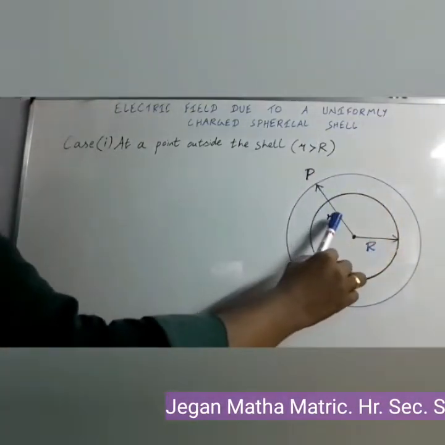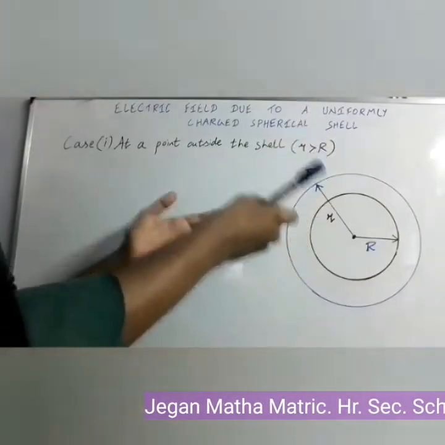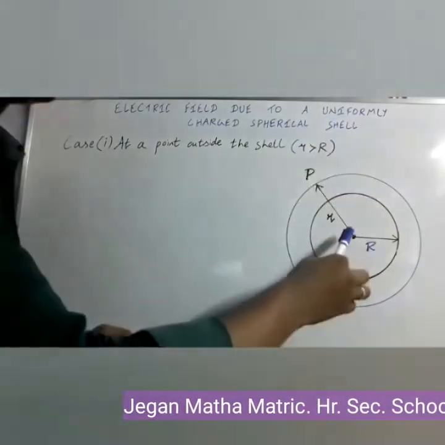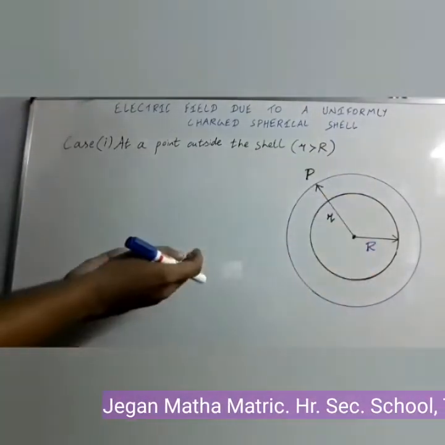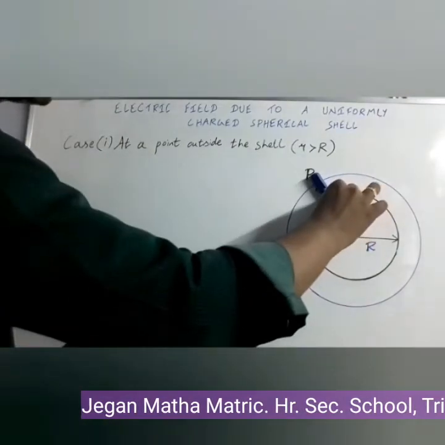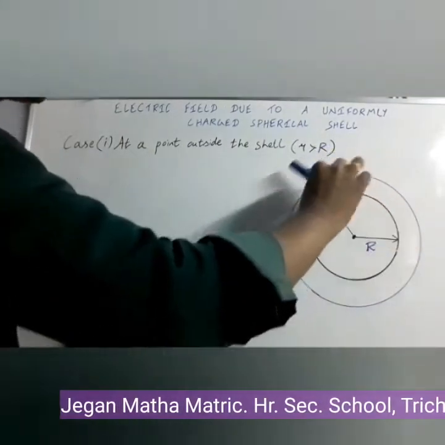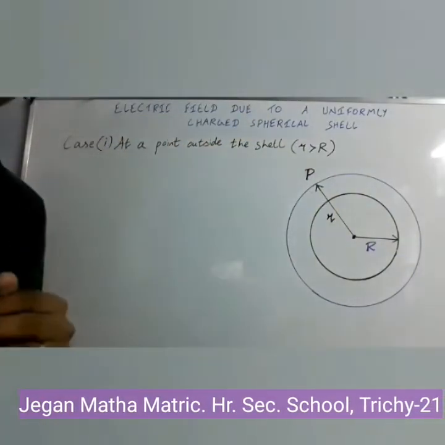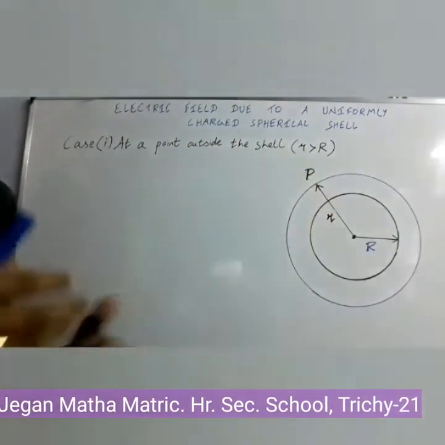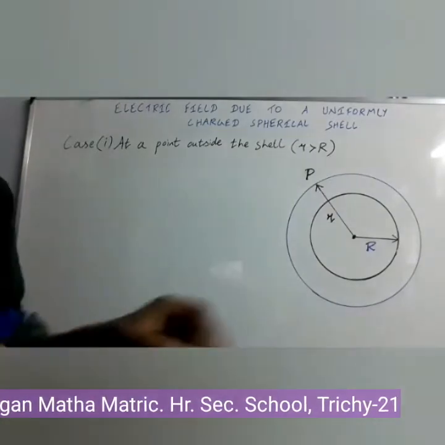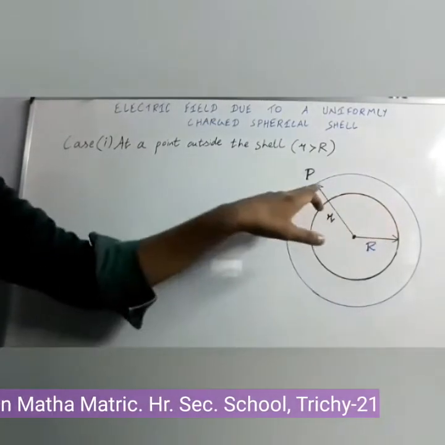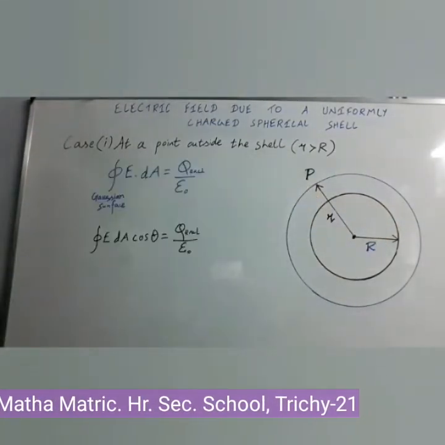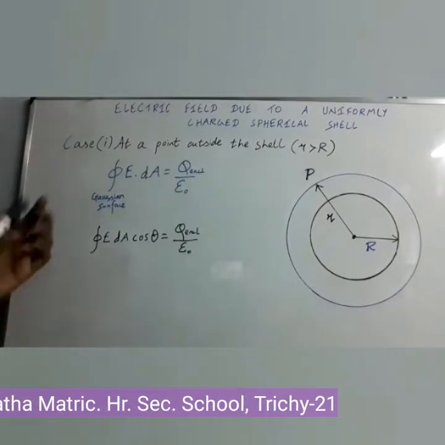Actually that r is nothing but the distance between point P, where we are going to find the electric field, and the center of the charged sphere. But we have taken that small r as a radius and we have imagined the closed spherical surface. Now it's a Gaussian surface. We are going to find the electric flux through the Gaussian surface. Through that we can find the electric field due to this charged sphere at the point P using the Gauss law. Here I have written the statement of Gauss law.